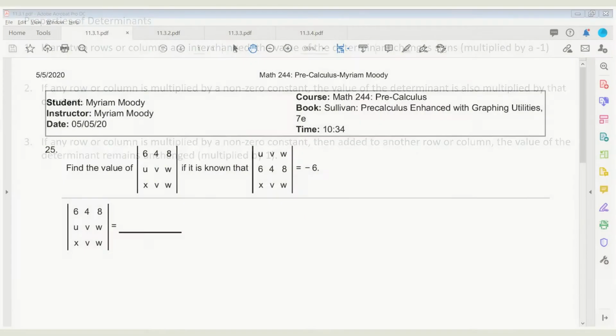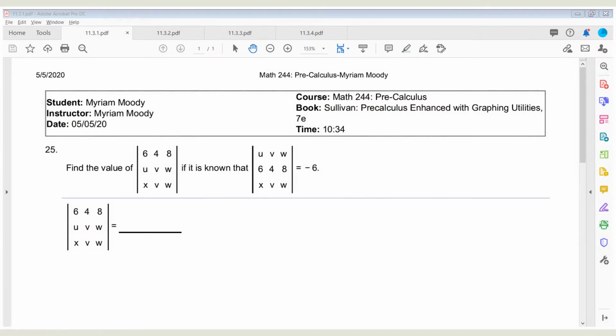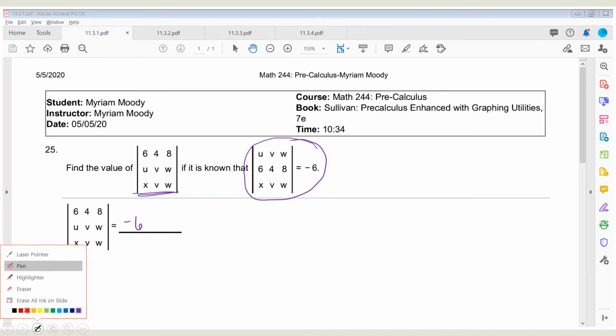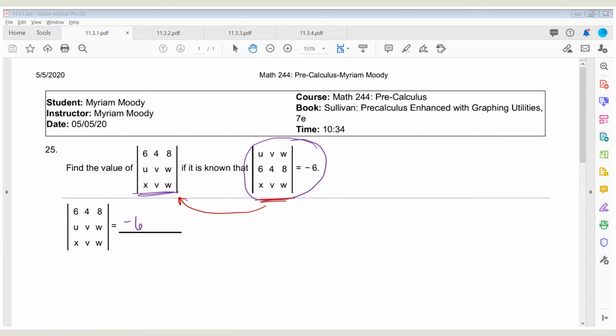So let's take a look at this first example. It asks us to find the value of this particular matrix knowing the determinant of this one is negative 6. So we know the determinant of this one is negative 6. What we're trying to find out is, did anything happen from this original one to the new one? And so let's see. UVW is supposed to be the first row. Oh, it's no longer the first row, it's the second row. So it went there.